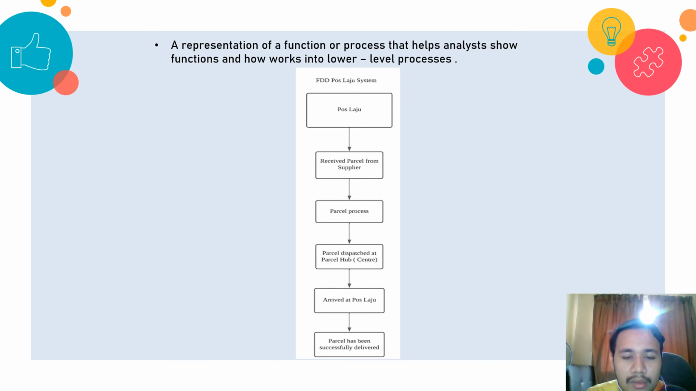Okay, after that, the parcel will be moved to parcel dispatch at the parcel hub. The parcel hub is a center of Pos Laju. Okay. The next is arrive at Pos Laju near the customer's house. Okay. And the parcel has been delivered successfully, which means the customer gets the parcel that the customer ordered. Okay, thank you.